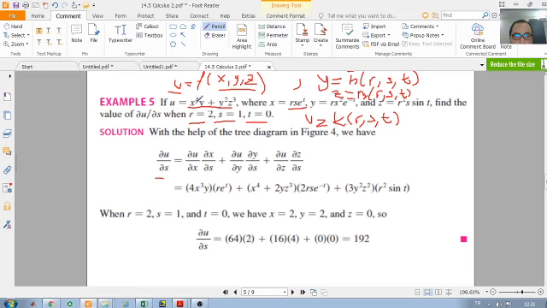So the derivative of x to the 4 is equal to 4x cubed, and the derivative of the second term is equal to 0 because it is a constant. We don't have any x here, and y and z are constant for the partial derivative of u with respect to x.